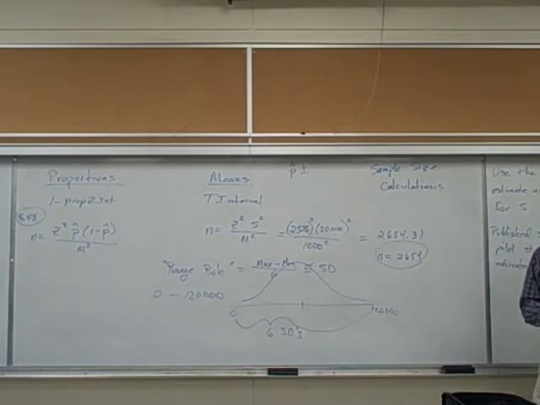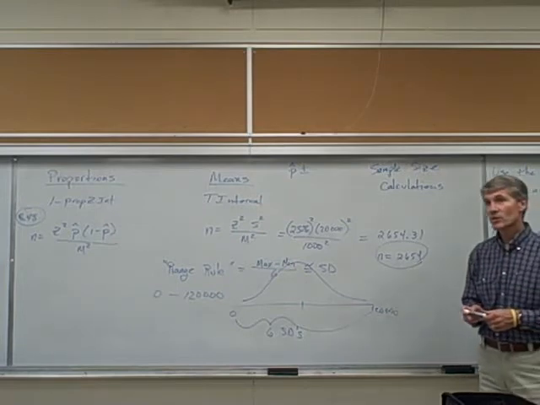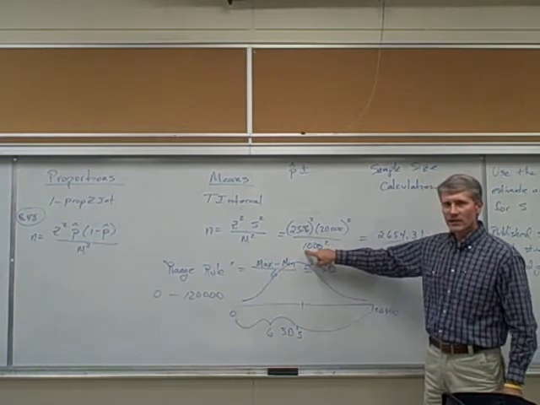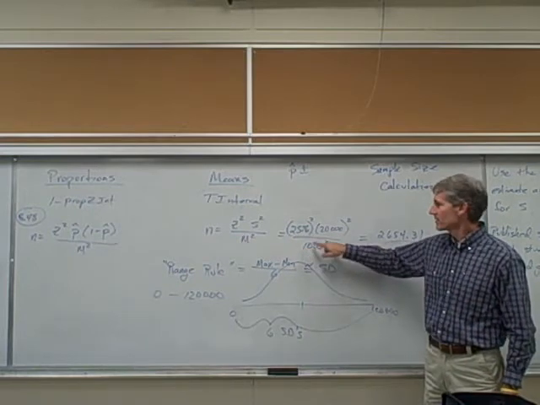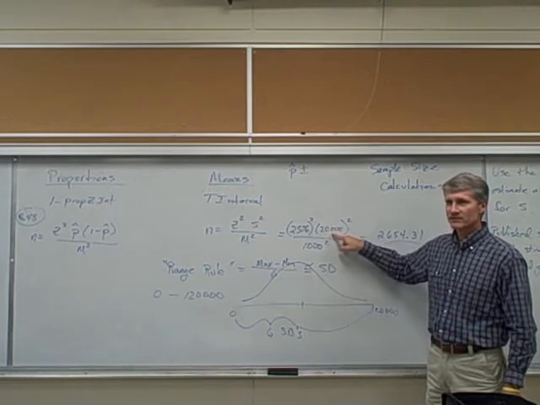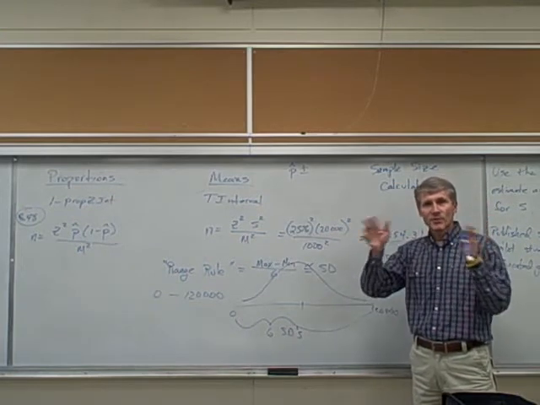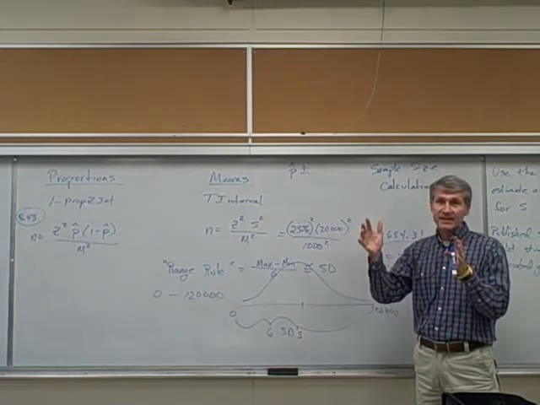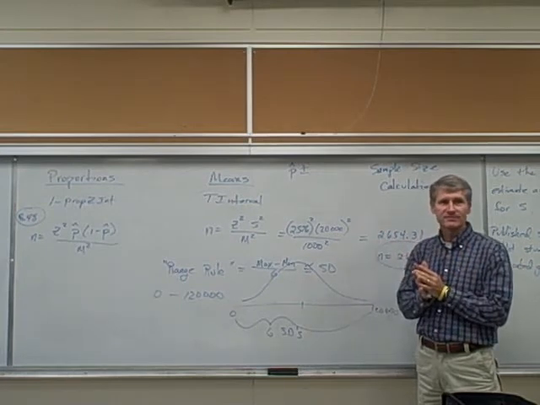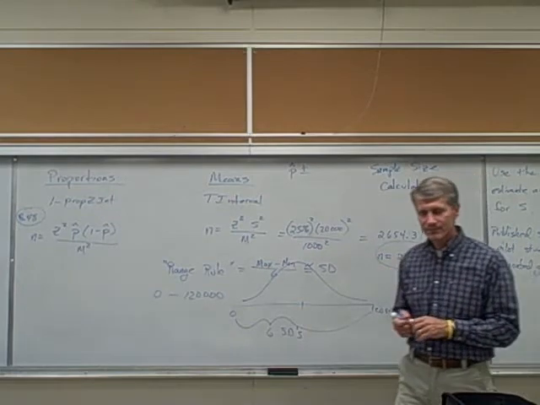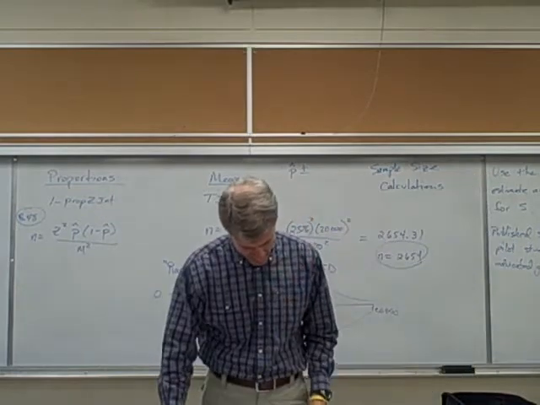Is that a big sample? That's a pretty big sample. Why is it so big? Well, it's so big because the margin of error is 1/20th the standard deviation. So I want my error to be 1/20th of what I expect the normal amount of variability to be. That takes a huge sample to do that. So 2654. Okay?